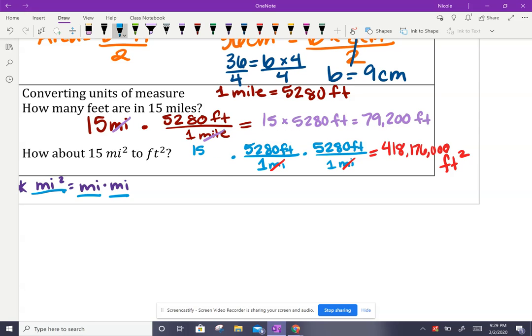Okay. So if you like, you can always also write this last one. If you want to say 15 miles squared over 1, so that way it looks like the miles squared is on top, you're more than welcome to do that as well. Absolutely. Works for both of them. So there we have it. That's the end of 11.1.